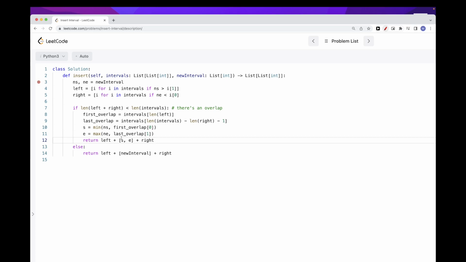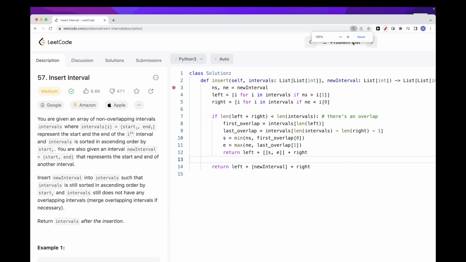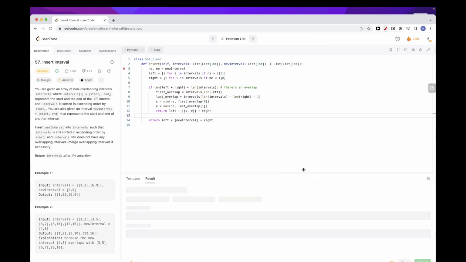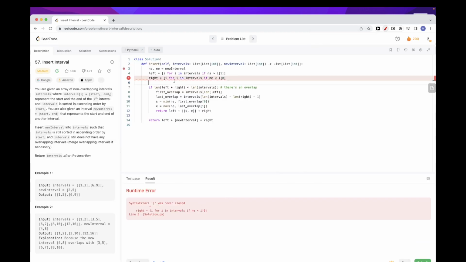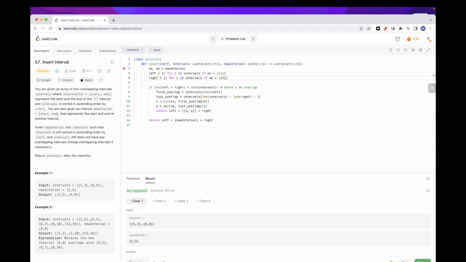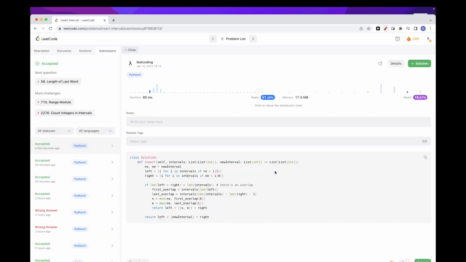Now, since we are adding lists, we need this to be a list so that it works properly. And then this else here, we can also remove it, because if we don't return, that means we are in the else case. So let's run this. Looks like there was just a missing end. Okay, let's submit. And that passes and works properly.